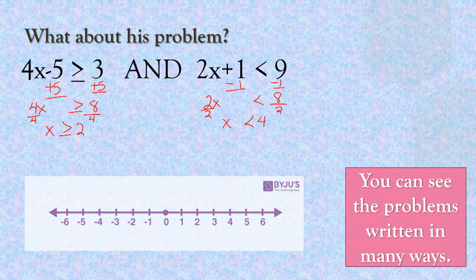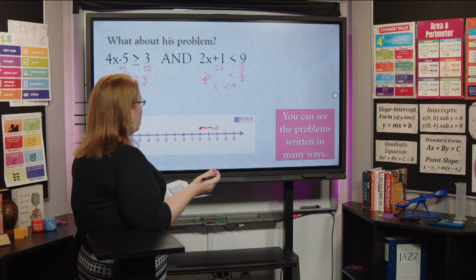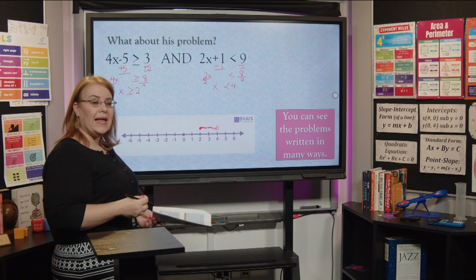Let's put this on a graph and see what we have. So at 2, I have a closed circle. And at 4, I have an open circle. Now it says that all of my variables are bigger than or equal to 2, so I'm graphing to the right. And it also says that all of my variables are less than 4, so I am graphing to the left. So I have an "and" problem. They're between 2 and 4. So let's go ahead and write those notations.